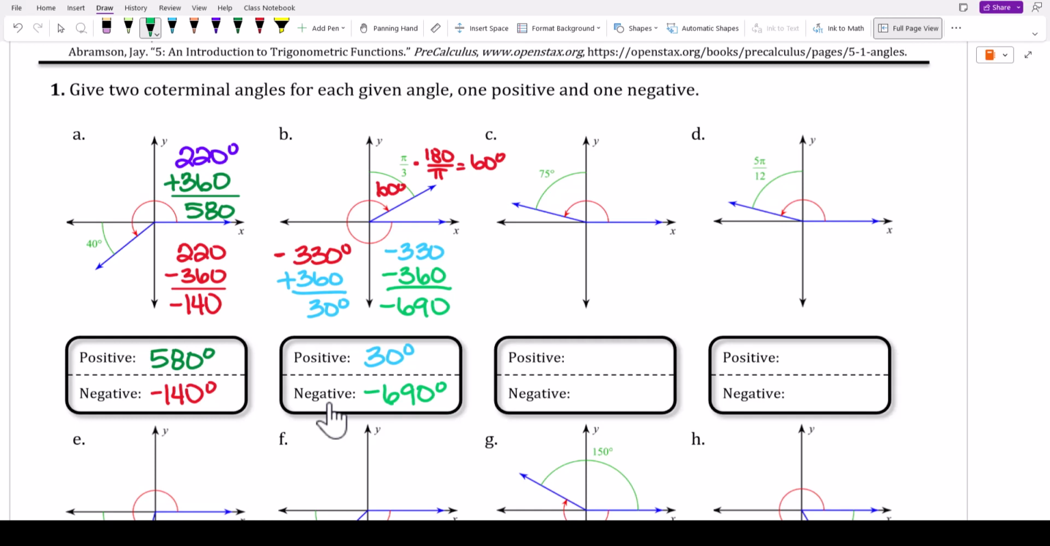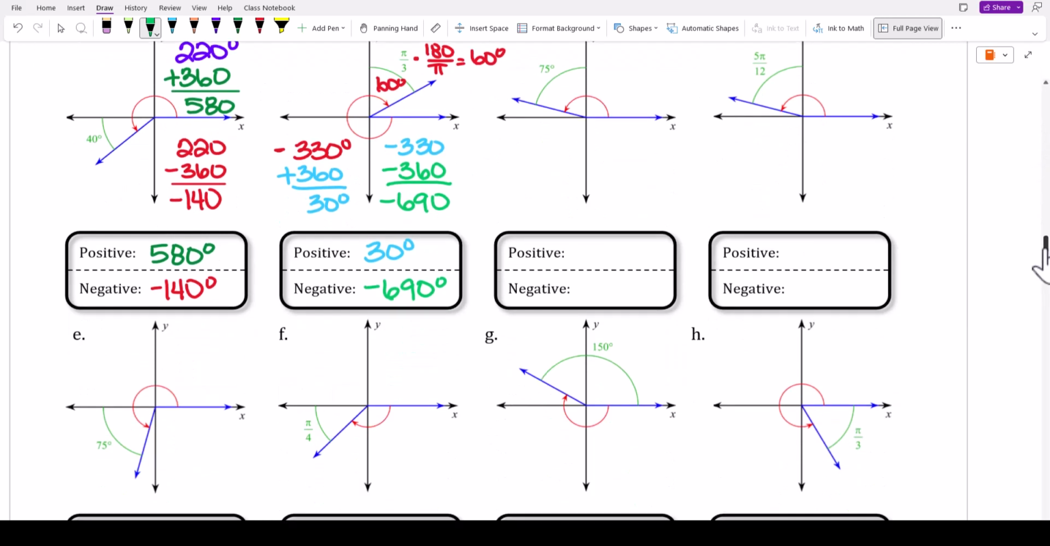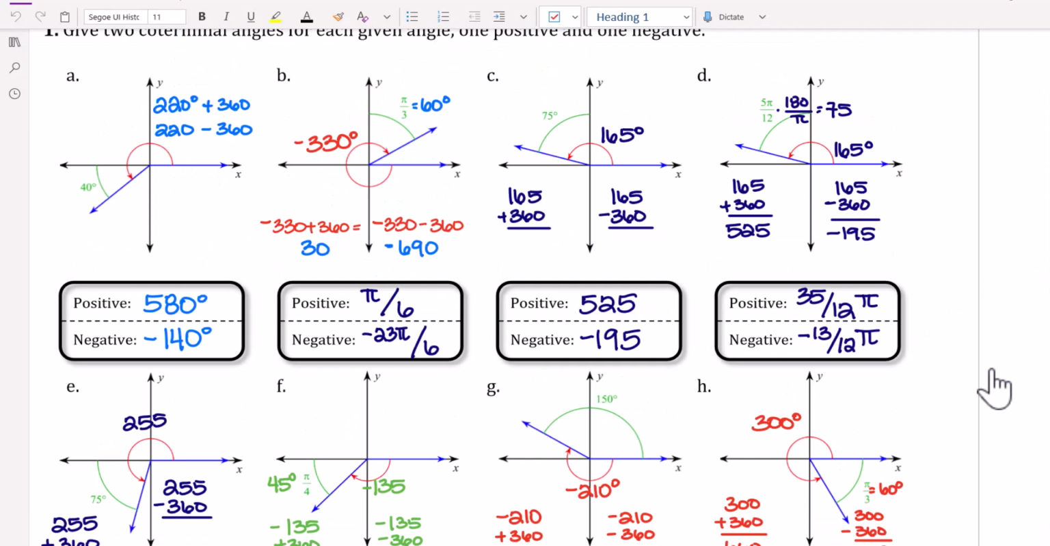Okay? Now, since all we're doing is just adding and subtracting 360, I want you to try the remaining 6 of these. So go ahead and pause this video. Try these 6 that are in your notes. I'll scroll down so you can see all of these. Go ahead and try these, and then pause the video, and I'll have my solutions on the screen. Okay, here are my solutions.